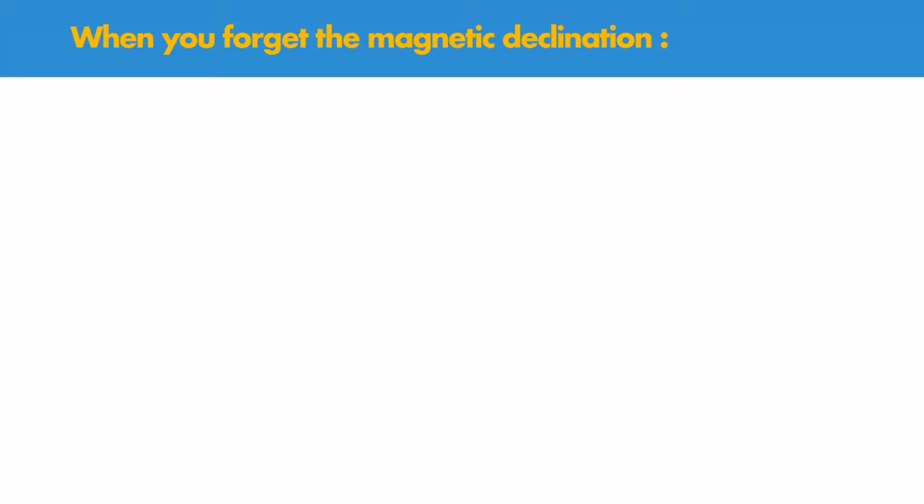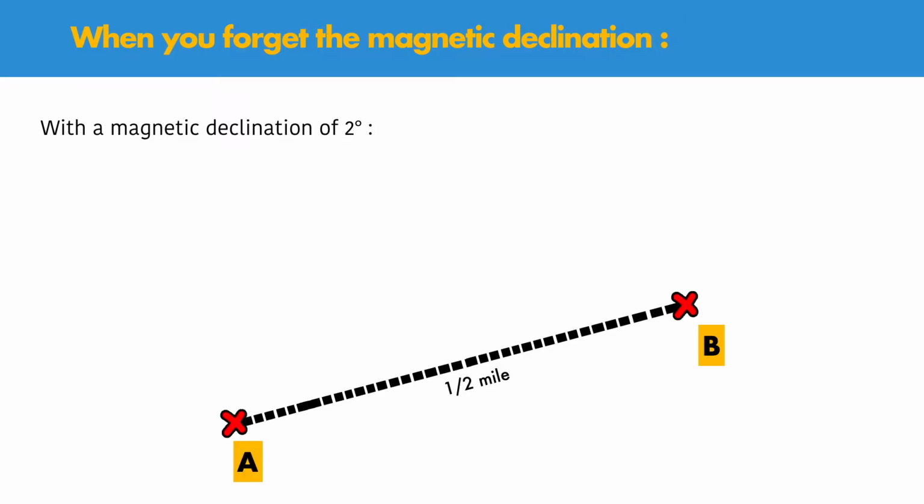First things first, how much will you deviate from your route if you forget your magnetic declination? If your map has a magnetic declination of 2 degrees and you forget to take it into consideration, walking for half a mile you will be deviated by 100 feet.